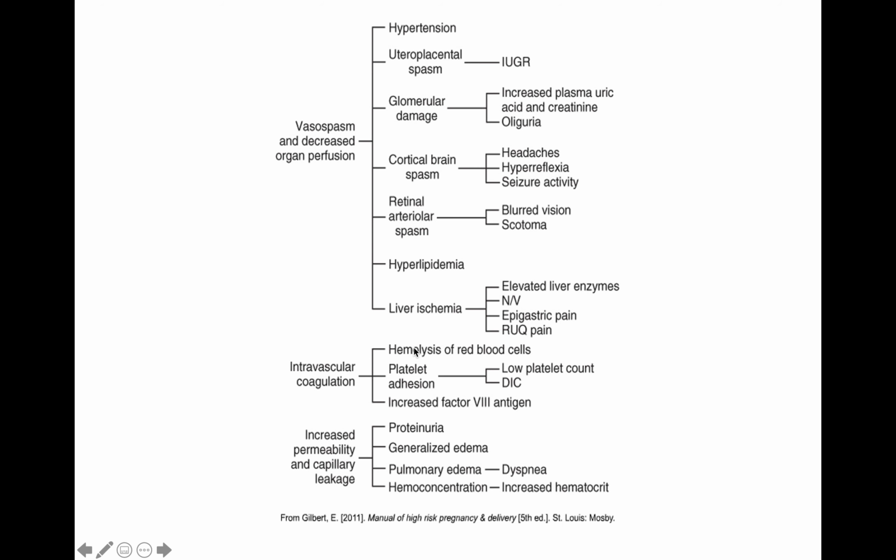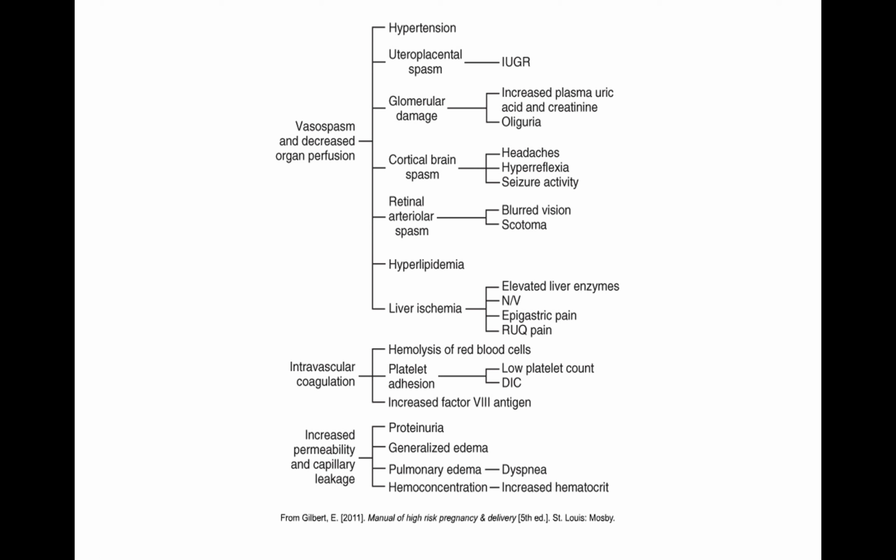The hemolysis of red blood cells, this is all HELLP. Intravascular coagulation because of what's going on here. We've got platelet adhesions, a low platelet count, that they quite often go into DIC, which we've already talked about extensively, and increased factor 8 antigen, which is not helping anything in this arena. Increased permeability and capillary leakage, and this all has to do with the kidney, proteinuria, generalized edema, where third spacing fluid can go into pulmonary edema, so they're very short of breath and can't breathe. And then hemoconcentration is elevated because of all the fluid, so we've got an increased hematocrit.